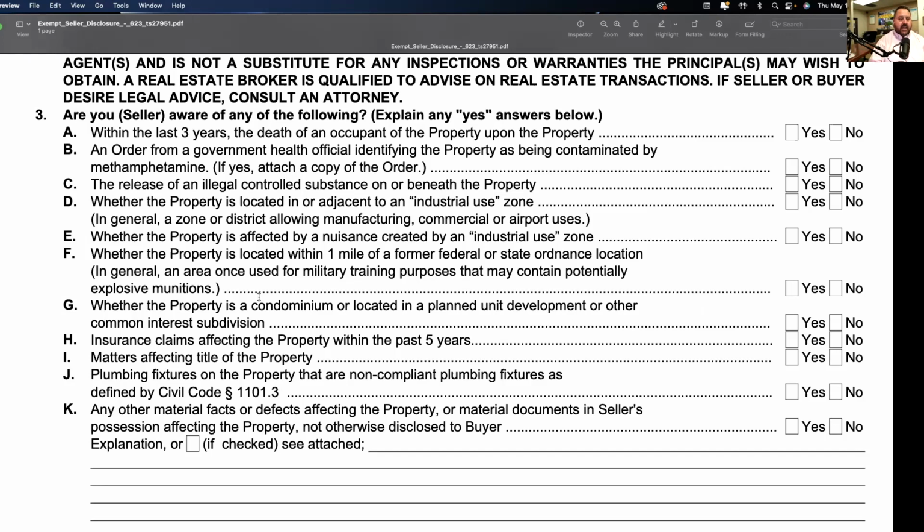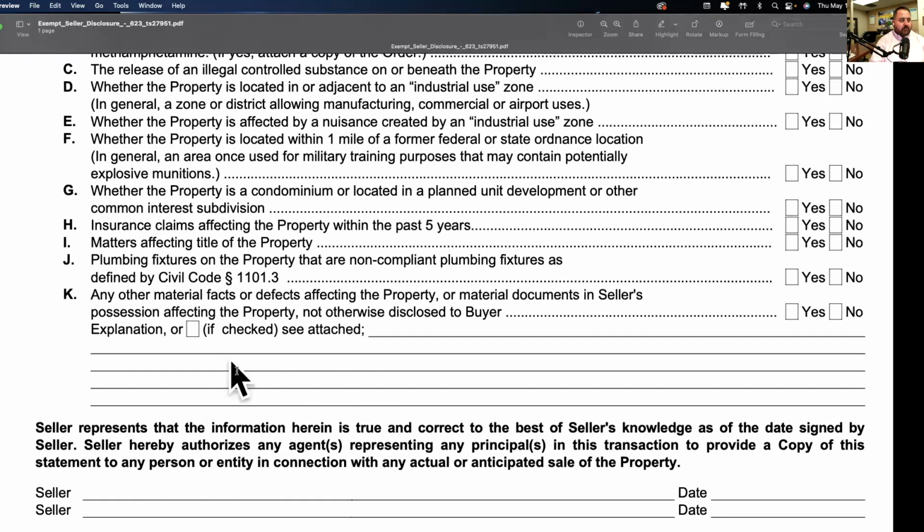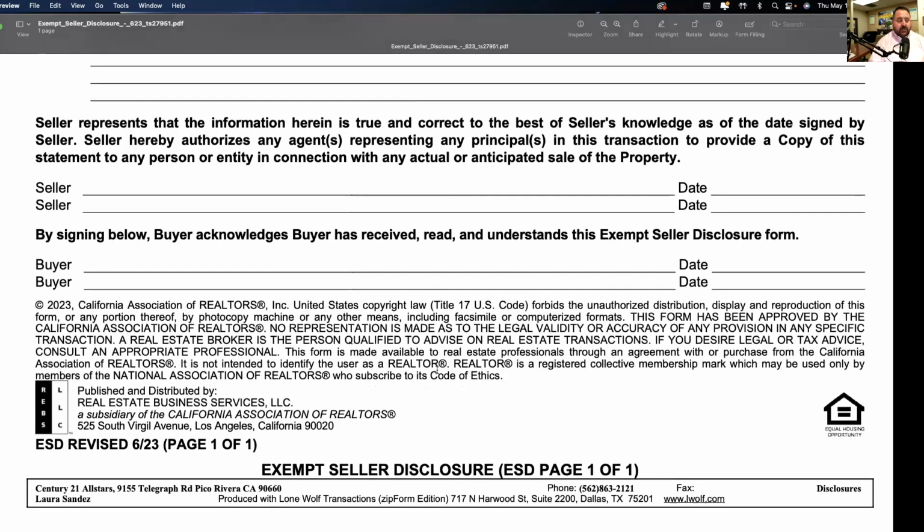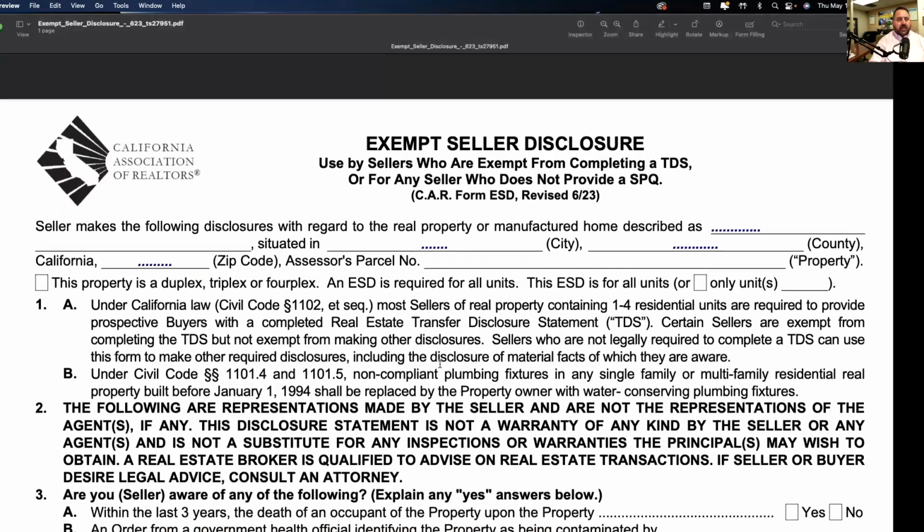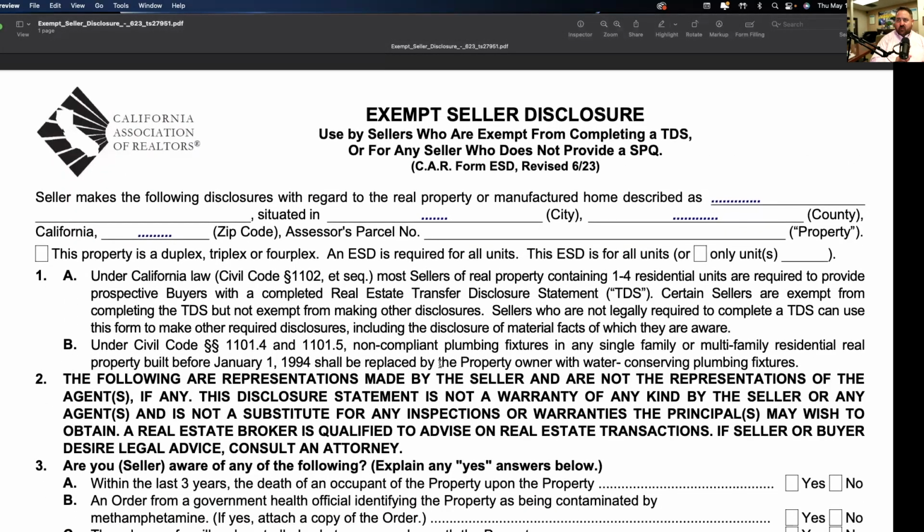And then if there's a yes, then you're going to put your explanation, or you could check off here and say see attached, right? That's it. So exempt seller's disclosures, remember, are only allowed for properties that are a probate, a trust sale where the successor trustee is selling the property and wasn't an occupant of the property, or an REO. That's it. Probates, REOs, trust sales, that's the only time you can use the exempt seller's disclosure.